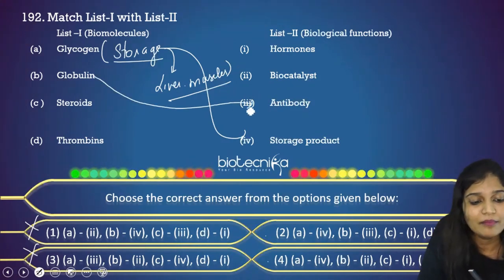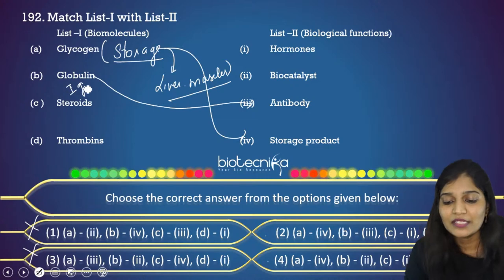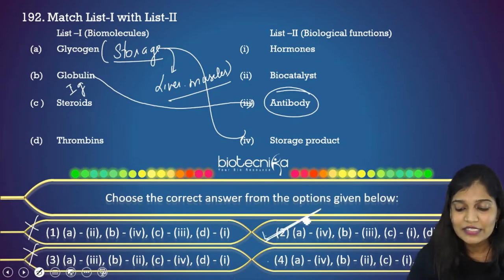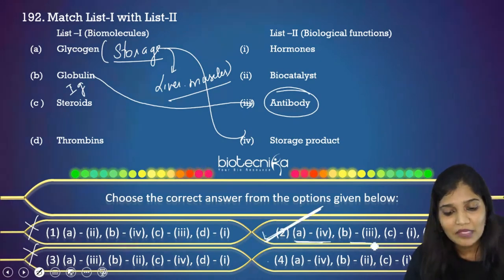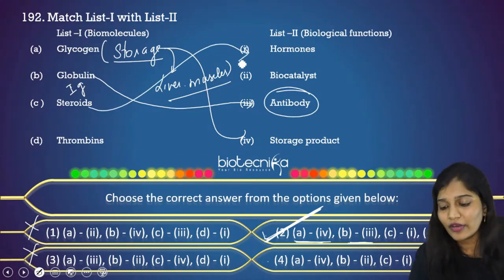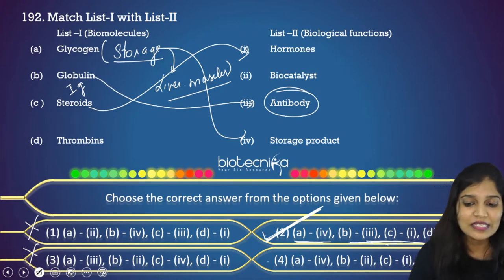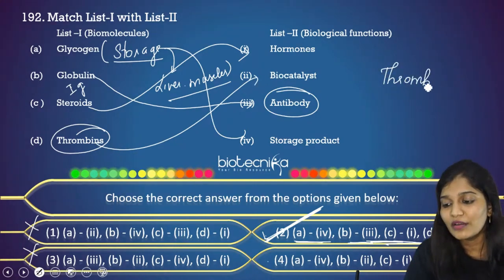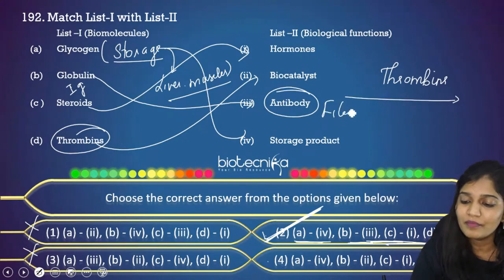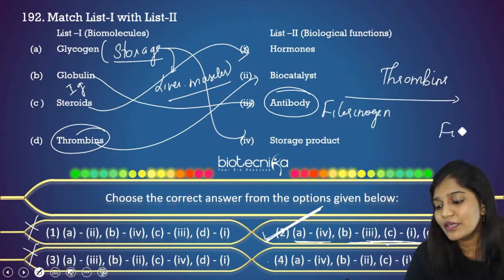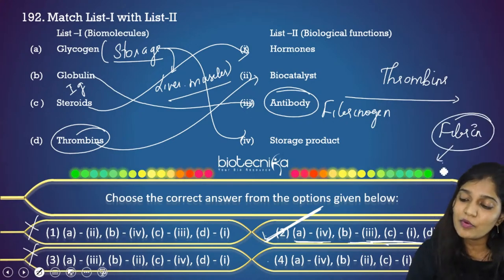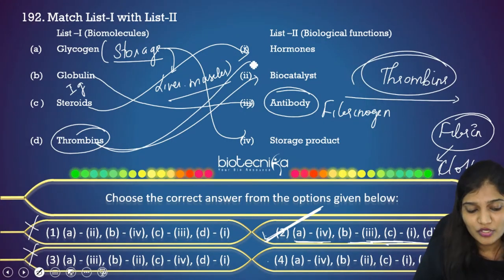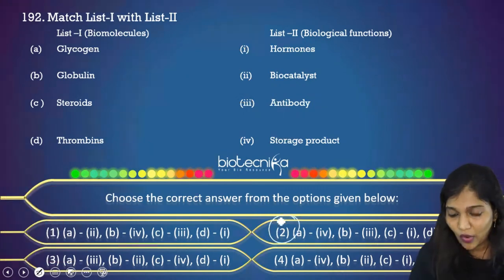Globulin, immunoglobulin. Immunoglobulin, IgA, IgM. It's an antibody, correct? Biomolecule question. Yes, so B is going to be 3. So you're ending up with the correct statement, which is option number 2. A is 4, B is 3. Steroids are going to be hormones. Yes, steroid hormones, testosterone, aldosterone. So C is 1. And thrombins are biocatalysts. Yes, we know thrombin is the one which converts fibrinogen, which is the inactive form, into fibrin, which is the active form, and this is responsible for clotting. So it is a catalyst, which is a biocatalyst. Yes. So D is going to be option number 2. So the correct answer for this question is option 2.